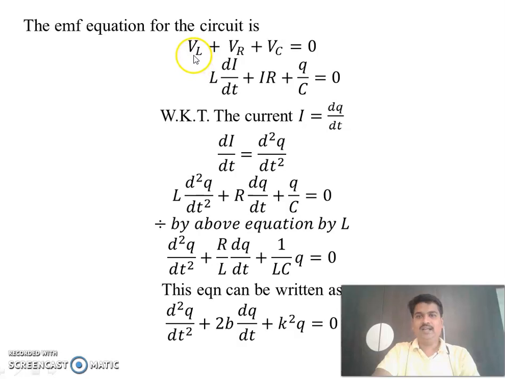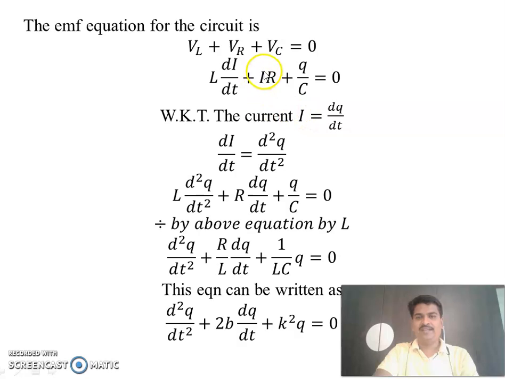Now, I know the voltage across the inductor as L into di by dt, which you know from the second PUC, and I know the voltage across the resistor as I into R, from the simple Ohm's law, and the voltage across the capacitor, I know it is Q by C. You learned it in the second PUC, and that is equal to 0.